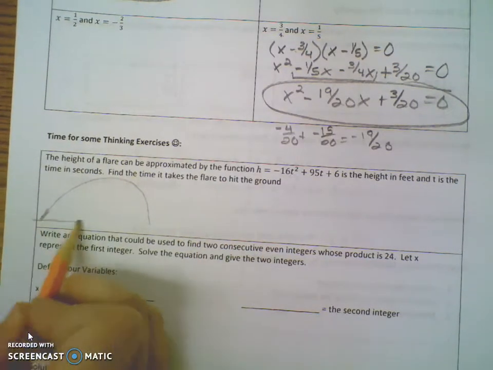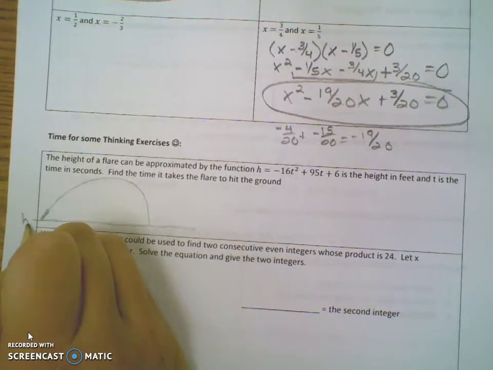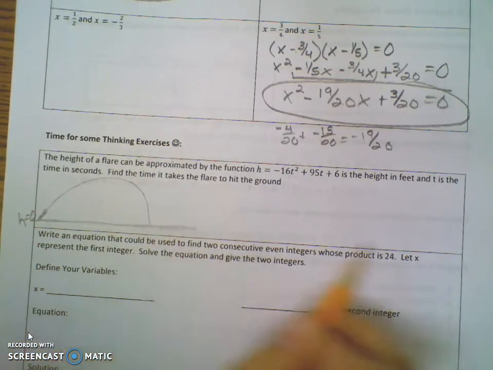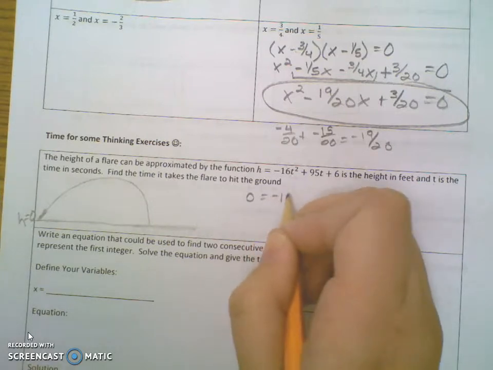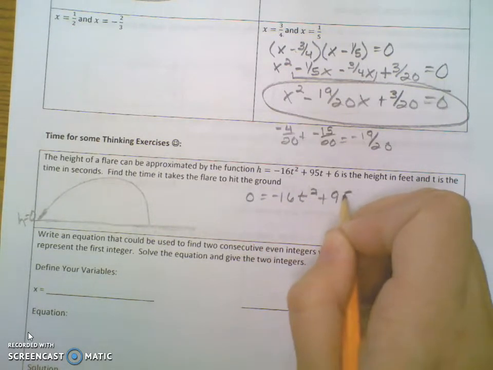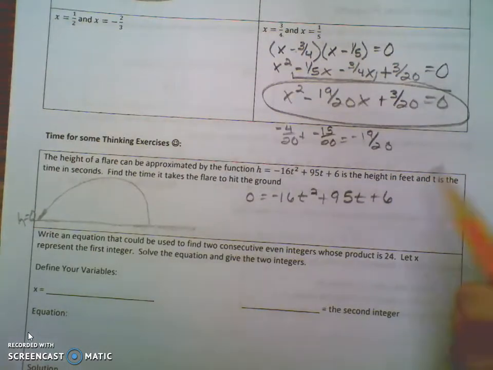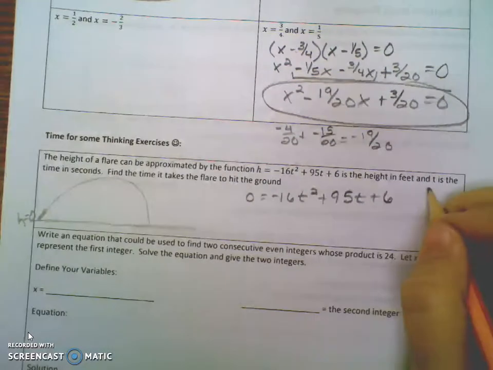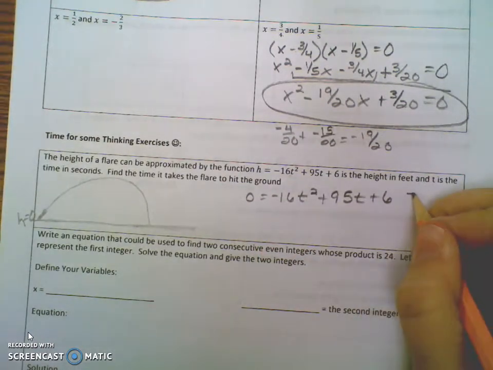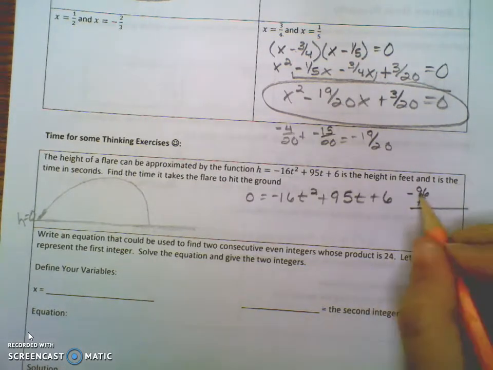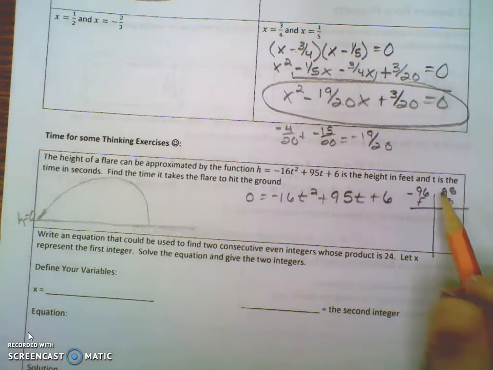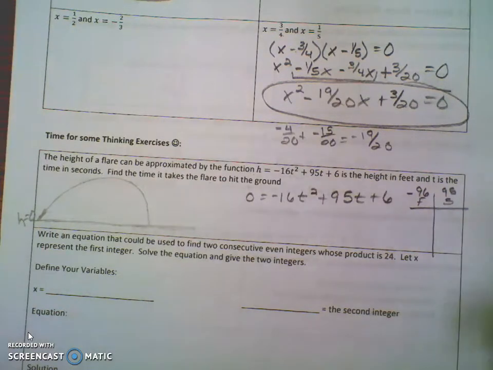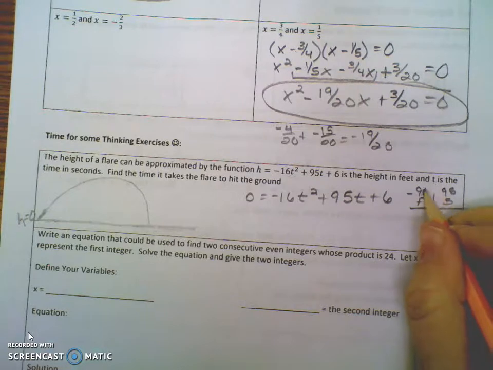We want the flare to hit the ground, meaning that h equals 0, because this is the ground, so the height is 0 there. So we say our height is 0: negative 16t squared plus 95t plus 6, and then we need to factor that. I'm going to do negative 16 times 6, and I get negative 96. So my factors multiply to negative 96, and I want my sum to be 95. That makes things kind of easy because I know that 1 is always going to be a factor, and when I add them together, one is negative and one is positive.